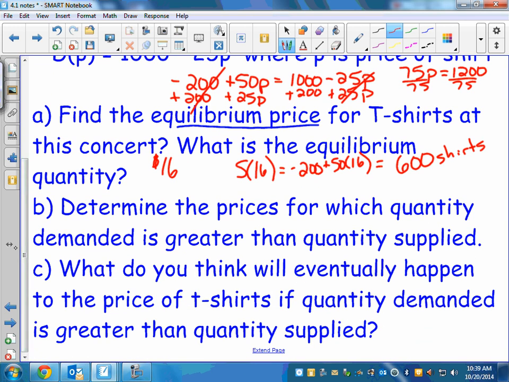Goodness gracious, how are we supposed to do this? There's no room to do this problem. Whose fault? Fine.